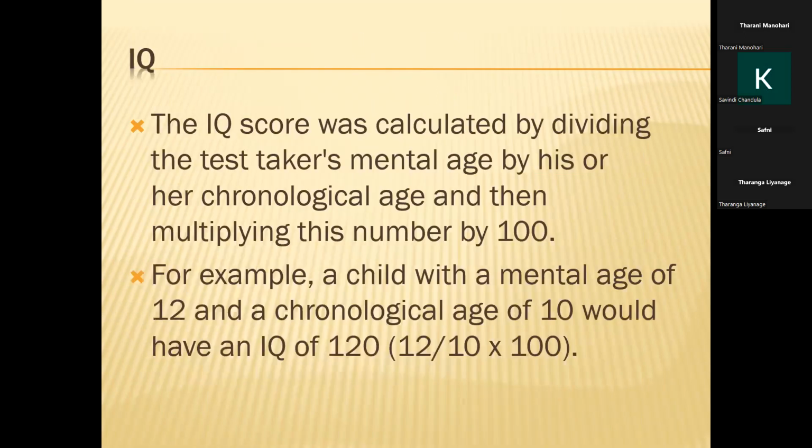The IQ score was calculated by dividing the test taker's mental age by his or her chronological age and then multiplying this number by 100. For example, a child with a mental age of 12 and a chronological age of 10 would have an IQ of 120. So you can see 12 divided by 10 times 100, 12 upon 10 times 100. So the IQ level is 120.